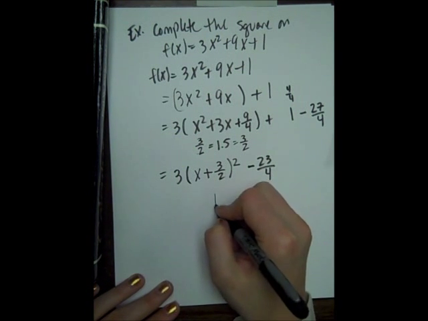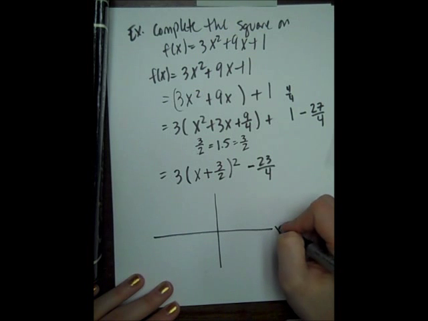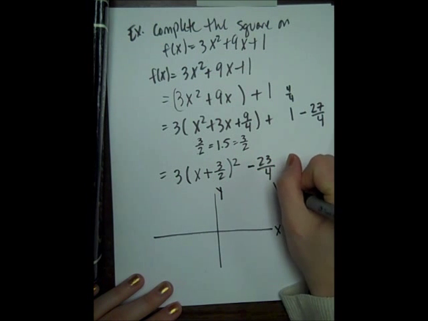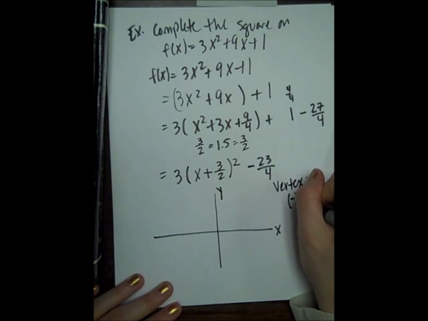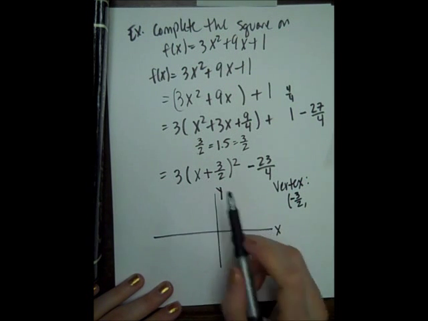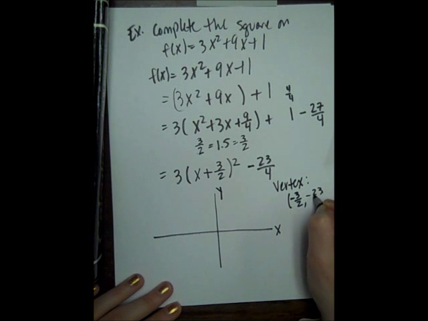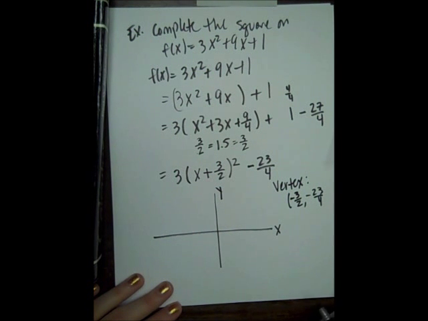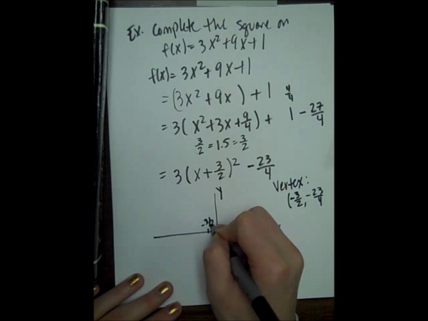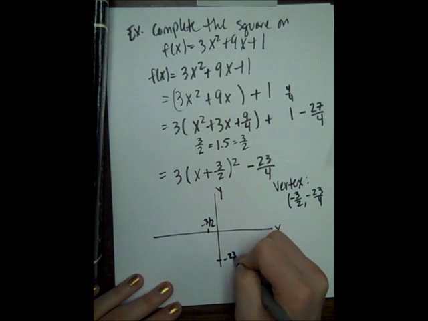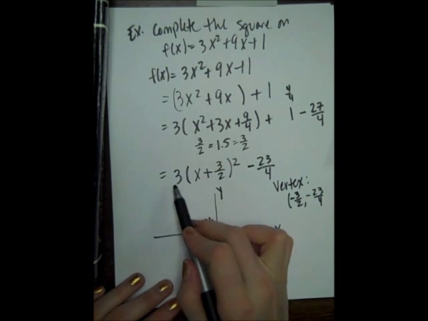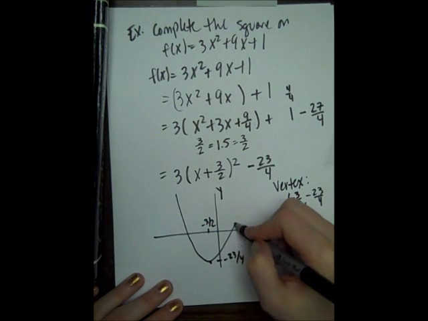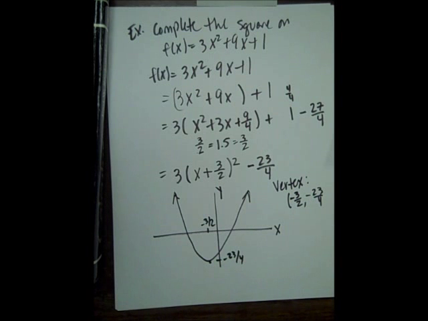So, if I was going to graph this, or sketch the graph of it, what's my vertex? My vertex is going to be -3/2 because it's x minus h, -23/4. So that's (-3/2, -23/4). Is my parabola opening up or down? Opening up because 3 is positive. So that's how I could sketch my graph.